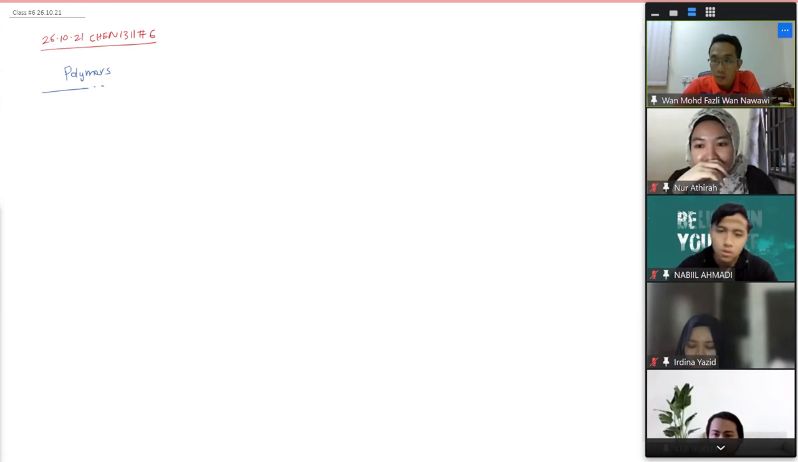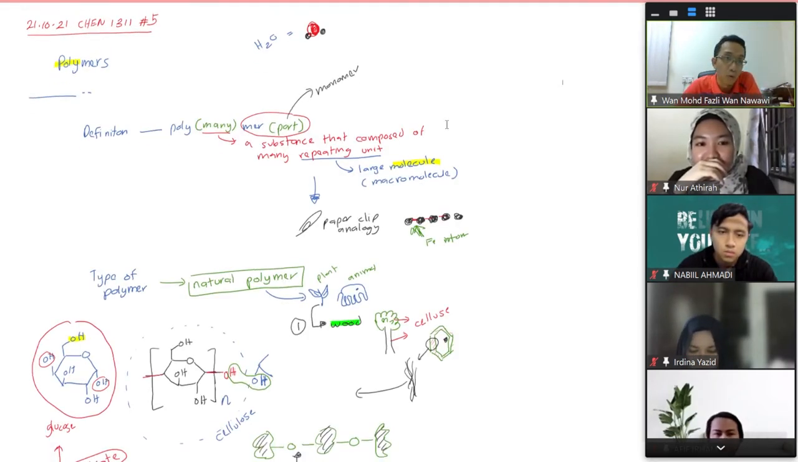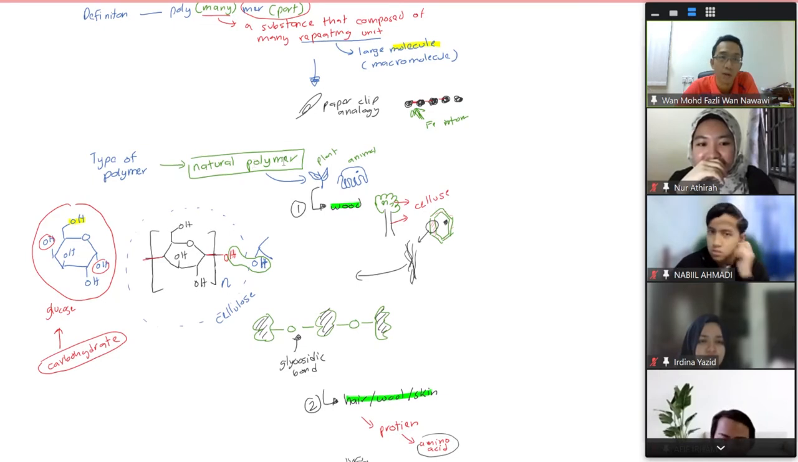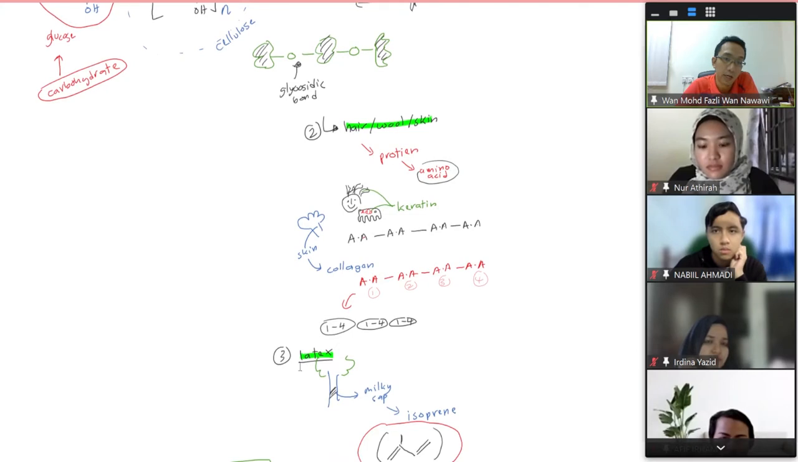Okay, in the previous class, we learned about the polymer. This is what we learned: the definition of the polymer and the types of polymer. There are natural polymers, and we learned about wood, hair, wool, skin, and also the latex.